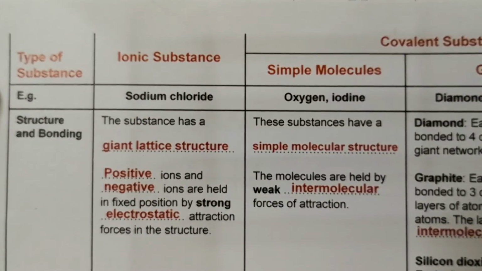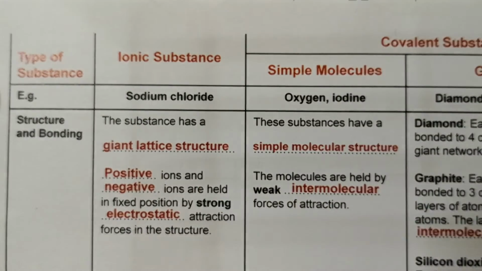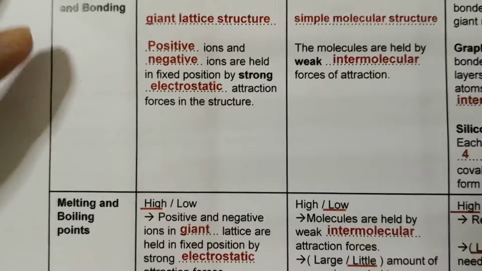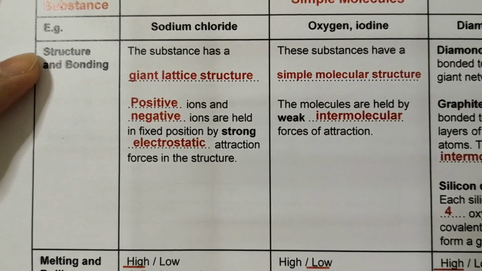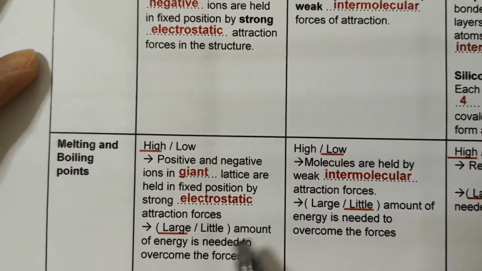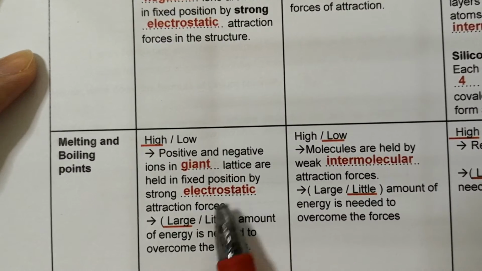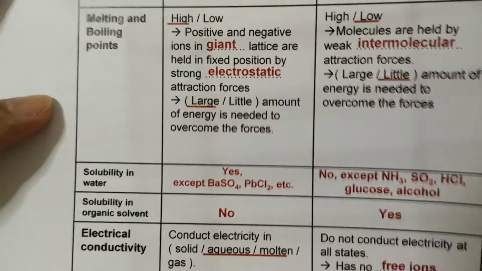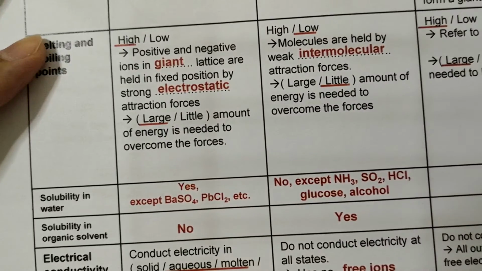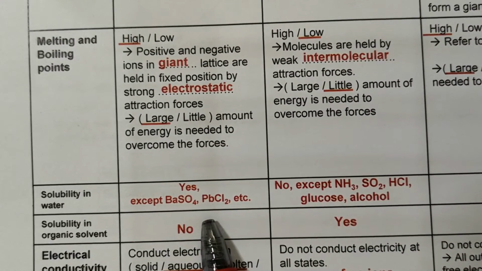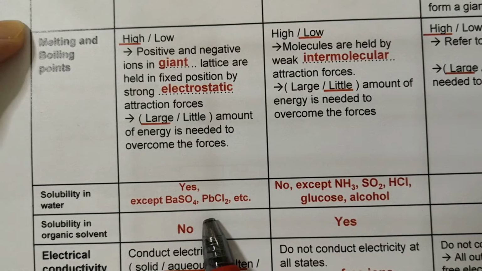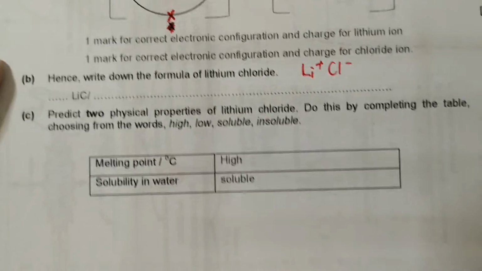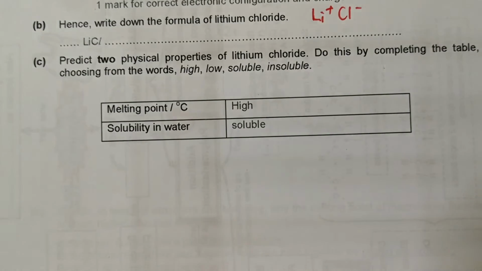You can see that for an ionic substance, an example will be sodium chloride, your table salt, the melting point is high. The melting point is high due to the strong electrostatic attraction forces between the positive and the negative ions. Then for the solubility, of course table salt, sodium chloride, is soluble in water. Most ionic compounds are soluble in water. So solubility in water is yes. That's why you have a high melting point and soluble in water.